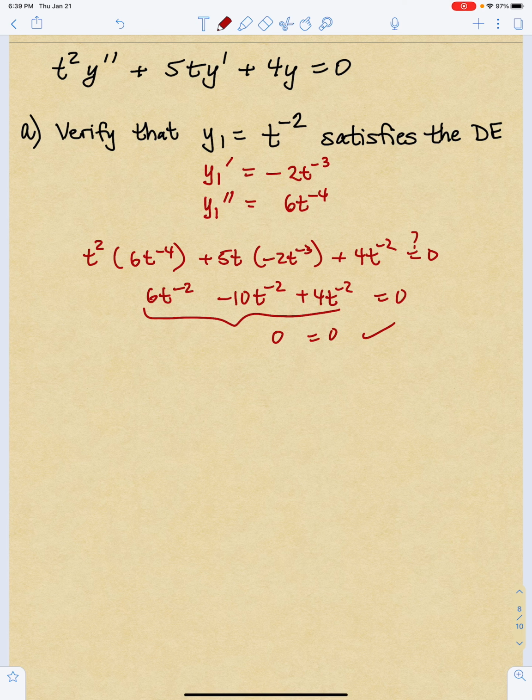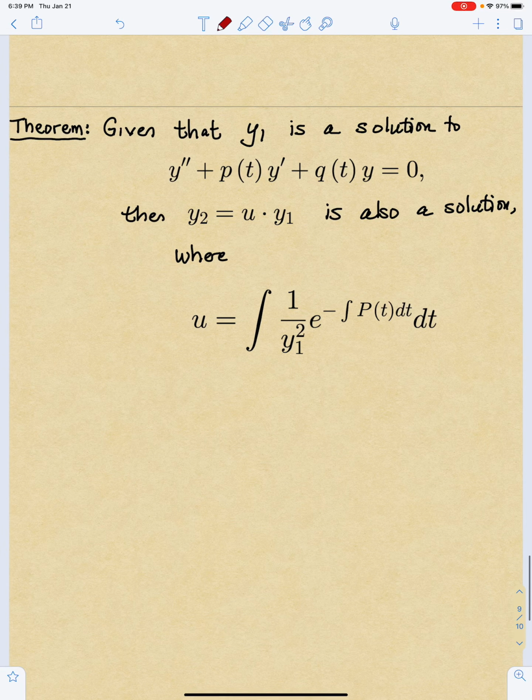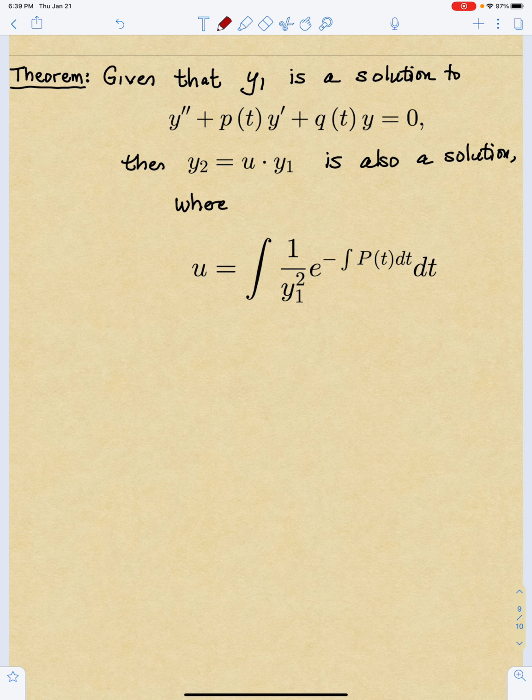So now to find the second solution, because remember, a second order differential equation has two linearly independent solutions, we go to a little bit of theory. And that theory is, if we know that y1 is a solution to a differential equation of this form, then y2 is equal to some function u times y1, where u is equal to this integral.